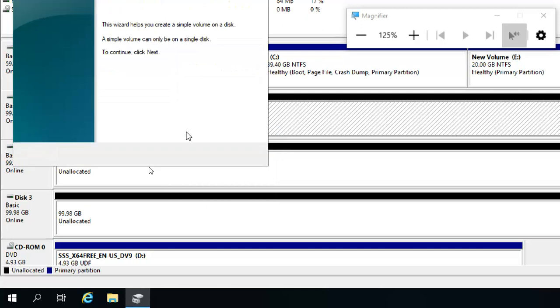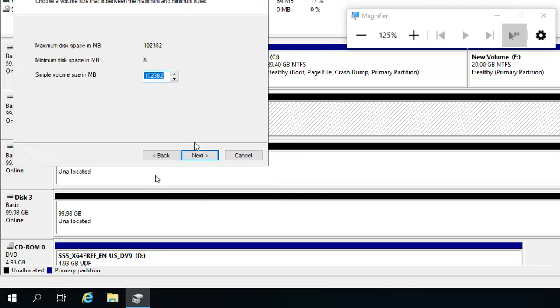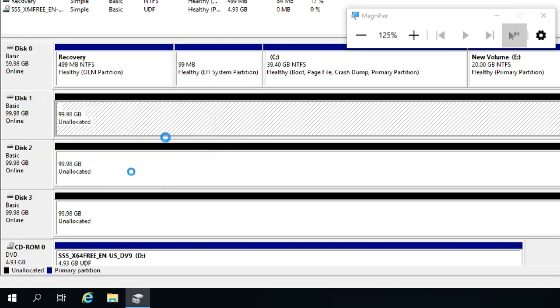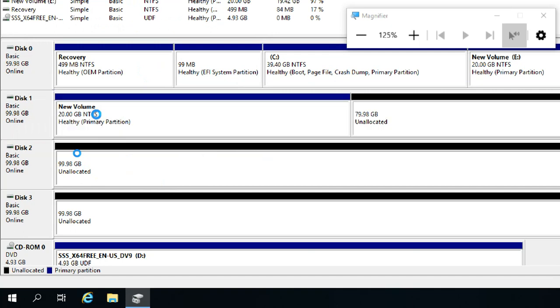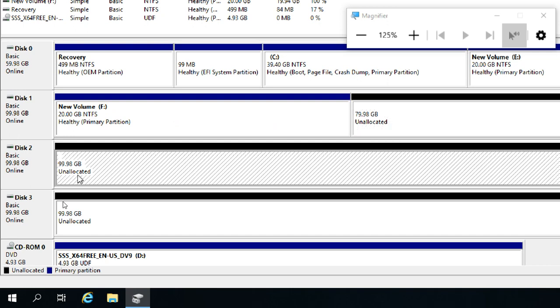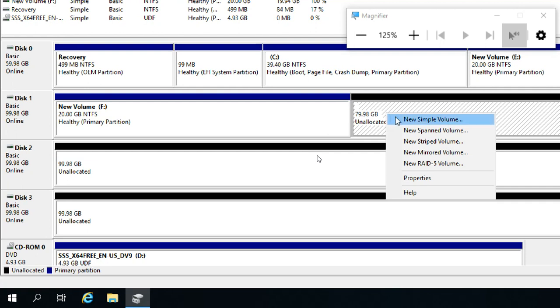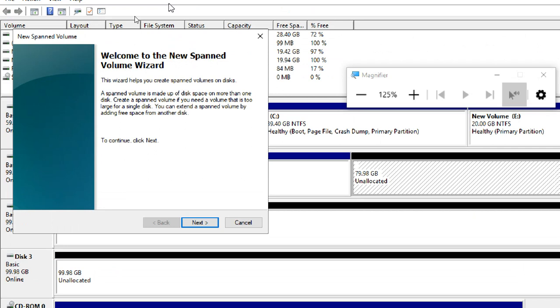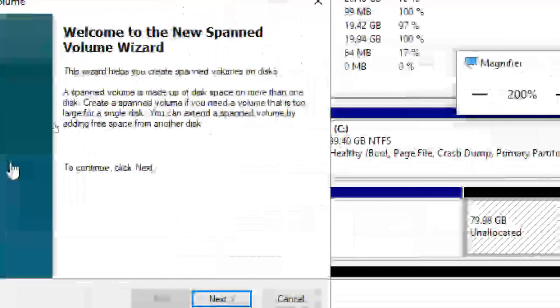For example, I'm creating a new volume here. It is a 20 GB volume. Okay, a 20 GB volume I created. This is 80 GB free space, and this is 100 GB free space. I'm going to create a spanned volume. You can read what a spanned volume is here also, or you can write it down.